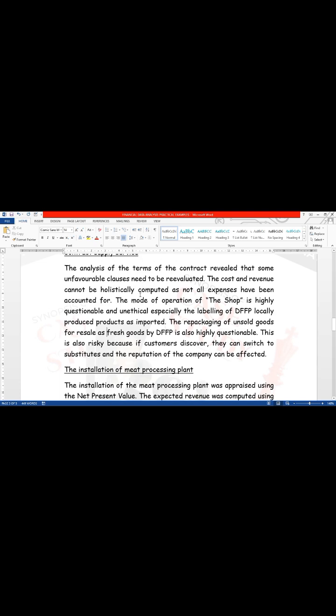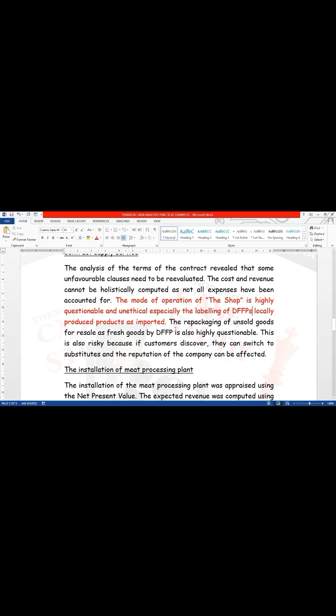Now, the mode of operation of the shop is highly questionable and unethical, especially the labeling of DFFP's locally produced goods as imported. We were told that DFFP is repackaging their locally produced goods and calling them imported goods. So this is unethical behavior, right? We're supposed to consider unethical behaviors, commercial risk and all of that. This is highly questionable and unethical, because why would they do that? Like, you produce bread in Nigeria, you package it, and you say made in India. That's totally unethical and questionable. They're deceiving people. It's against business policies and everything.